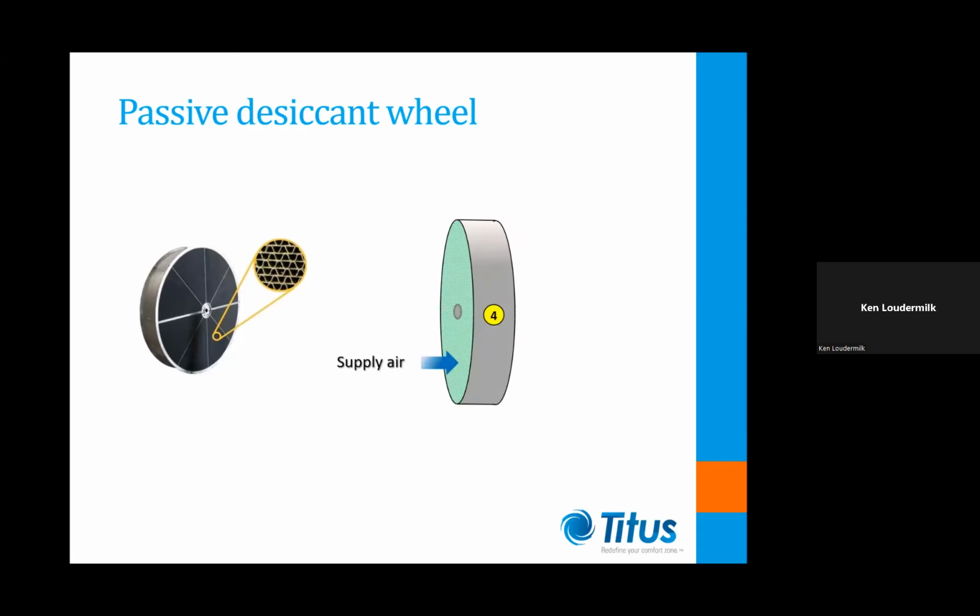Supply air passes through one sector of the wheel, while return air passes through the other side. As the wheel rotates, moisture is transferred from the supply air to the warmer exhaust air passing through the other sector. At the same time, sensible heat is transferred into the supply air stream. During winter conditions, these transfers are reversed.